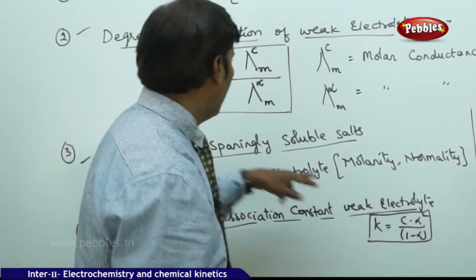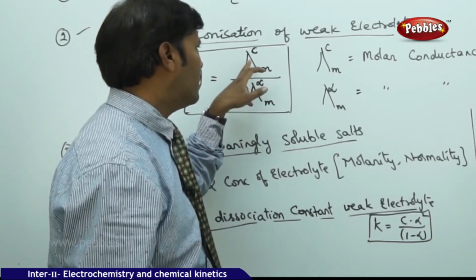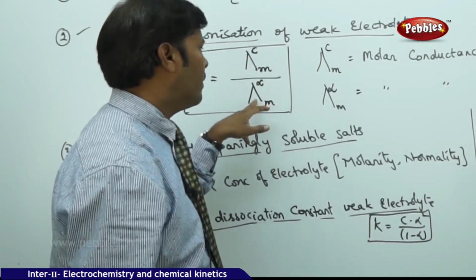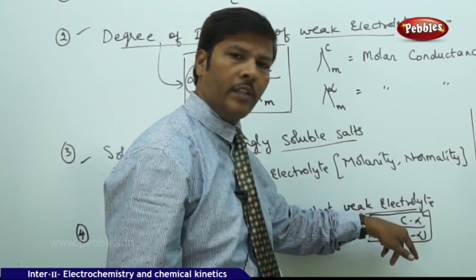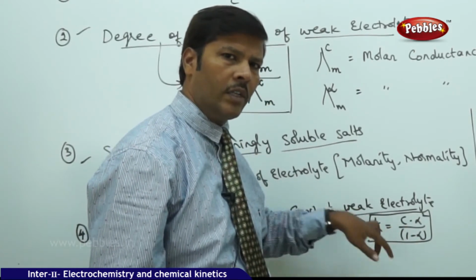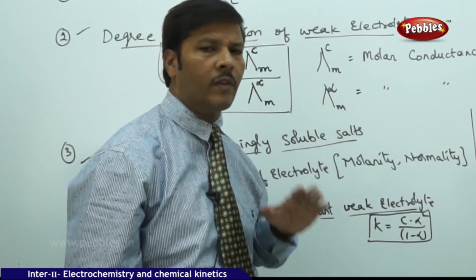By substituting the value of degree of ionization, alpha is equal to the molar equivalent conductance at a given concentration divided by molar conductance at infinite dilution. If you substitute this ratio in this expression, we can automatically calculate the dissociation constant of weak electrolytes. So there are 4 important applications of Kohlrausch's law of independent migration of ions for weak electrolytes.